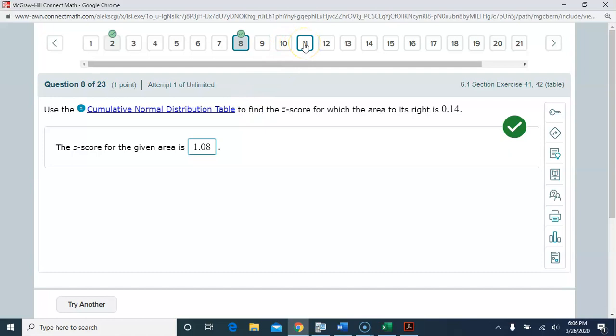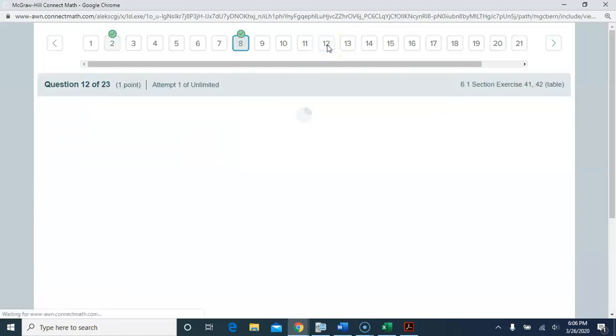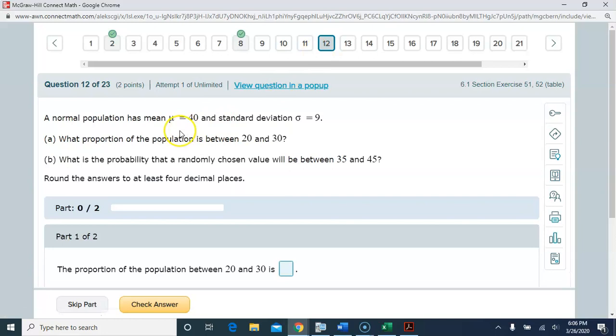And then you get about halfway through this assignment, and you start getting word problems. So now they're going to give us the mean, and they're going to give us a standard deviation, and they say what proportion of the population is between 20 and 30. You're going to have to turn both of these numbers into z-scores and then look up both of those z-scores on the table, and so on. So all the rest of these problems are similar to the early problems, but they're just in terms of z-scores.